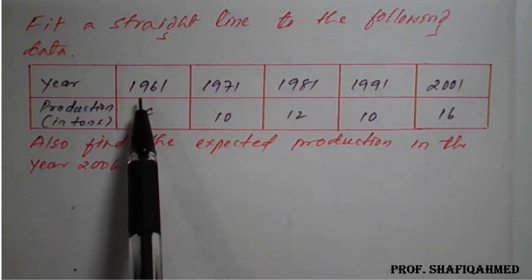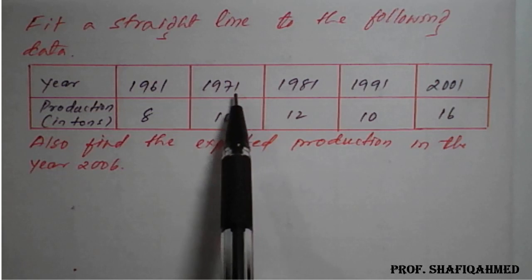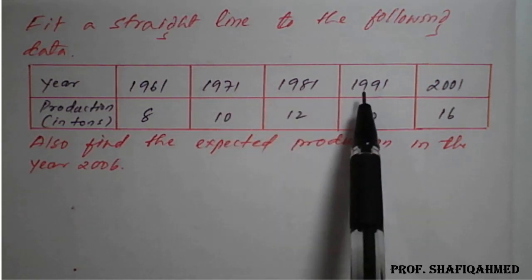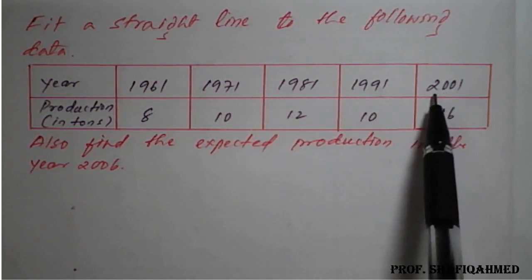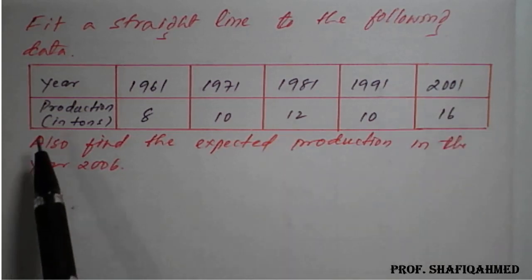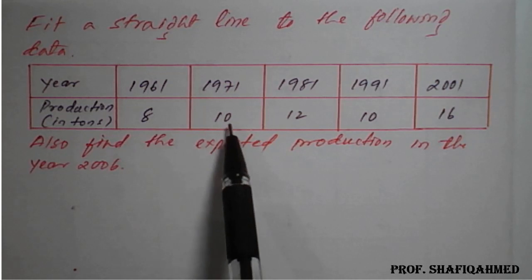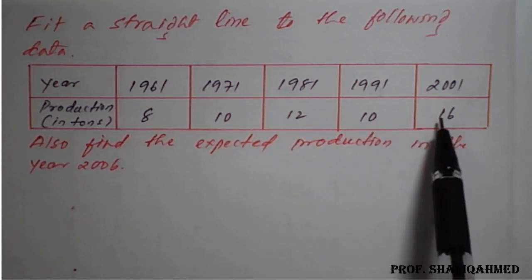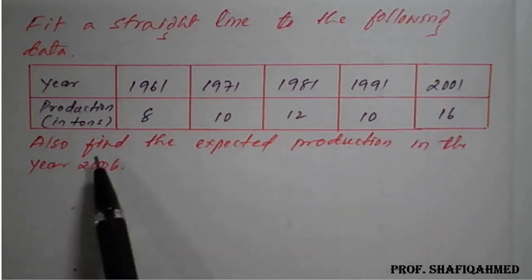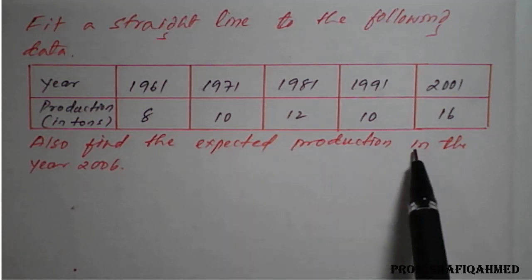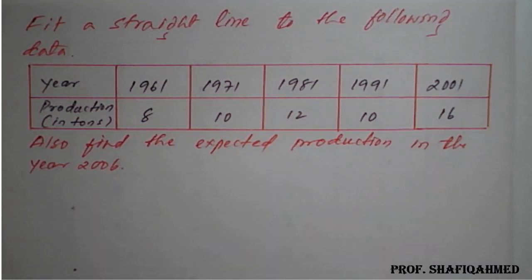The years given are 1961, 1971, 1981, 1991 and 2001. The production is given in tons, that is 8, 10, 12, 10 and 16. Also find the expected production in the year 2006.